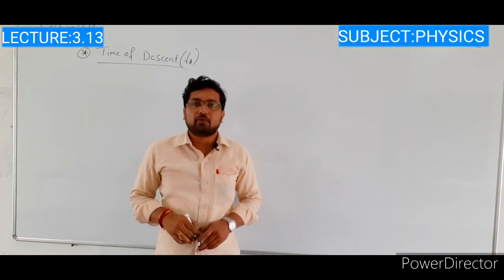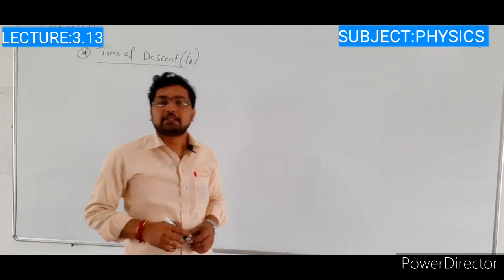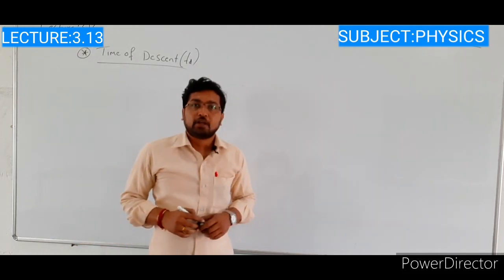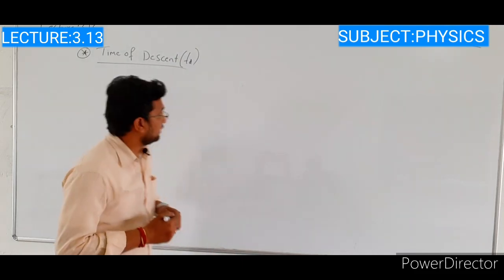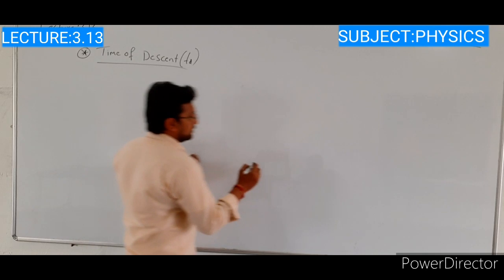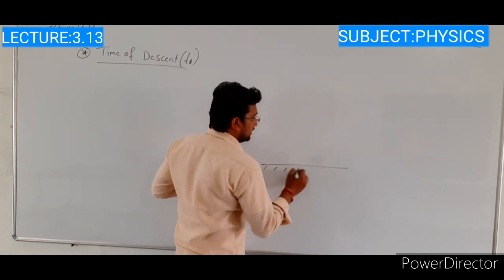The next one is time of descent, right? So time of descent means the time taken by the body to reach from maximum position to the minimum position. Okay, see here. So in this case, consider this is a horizontal surface.